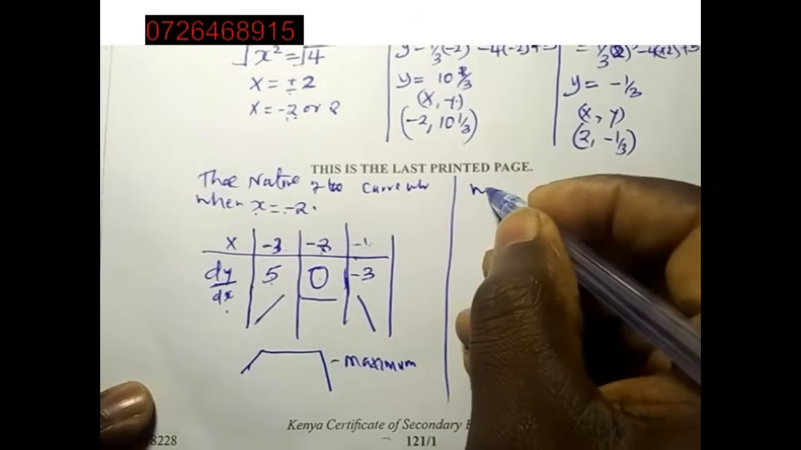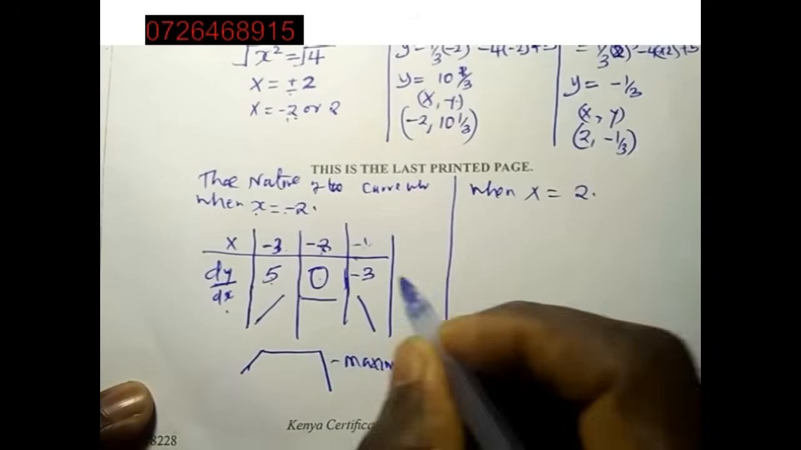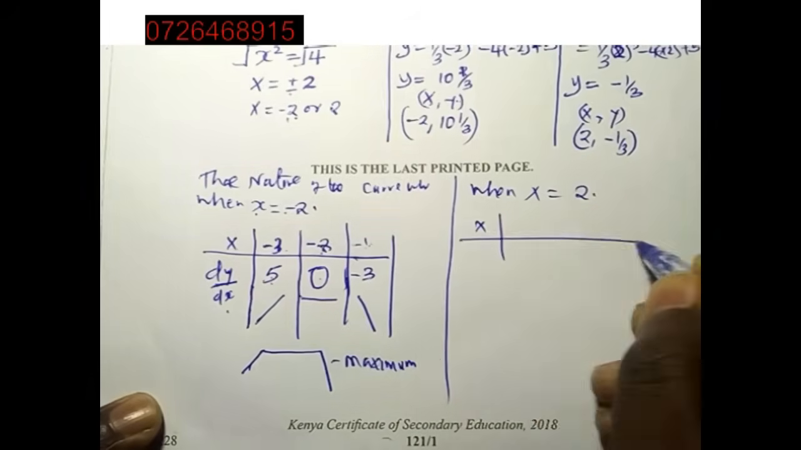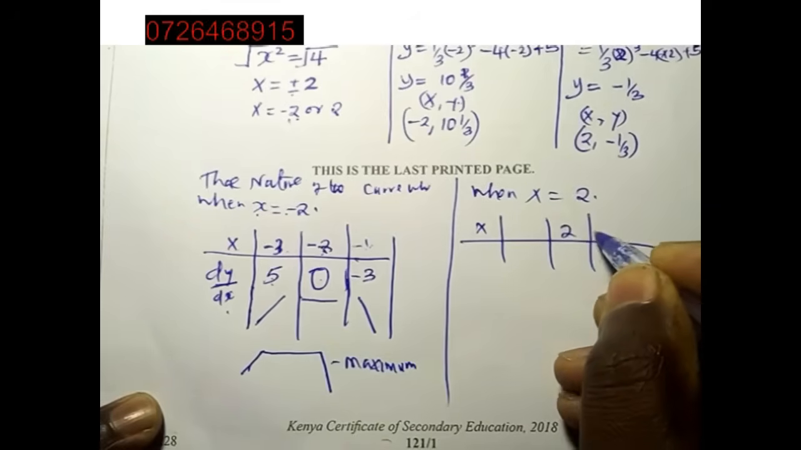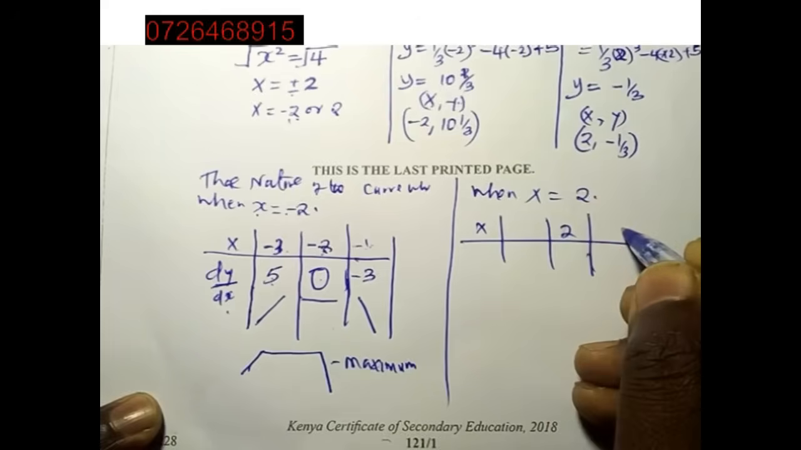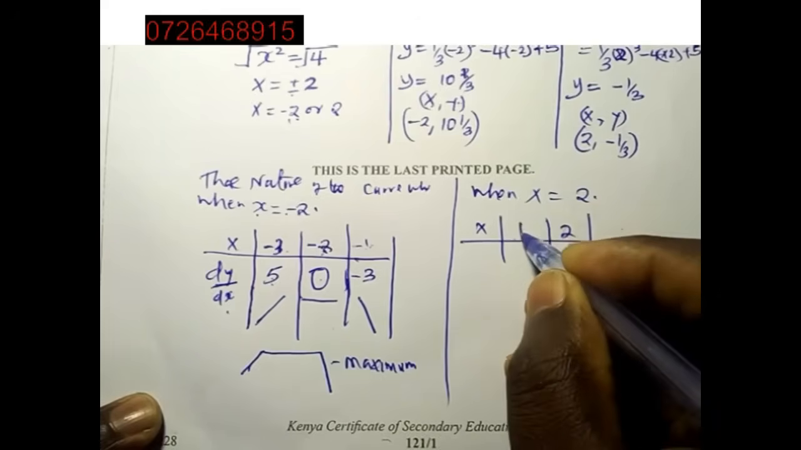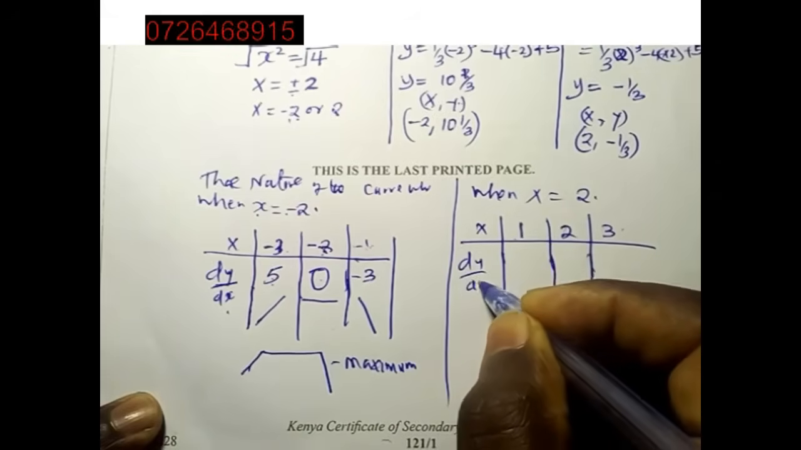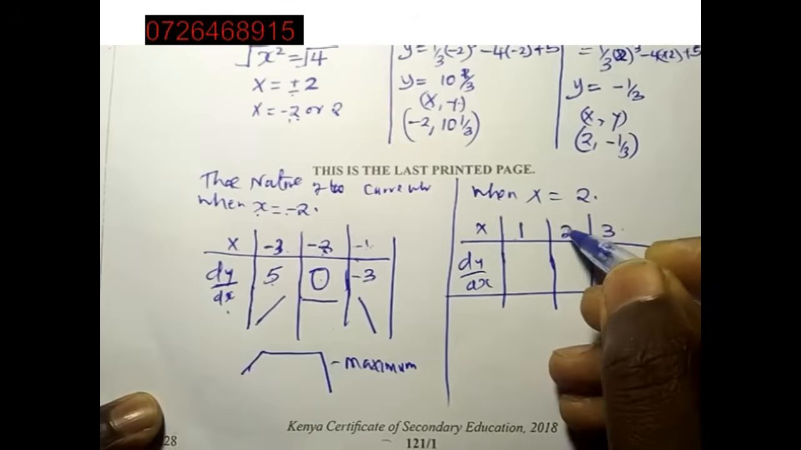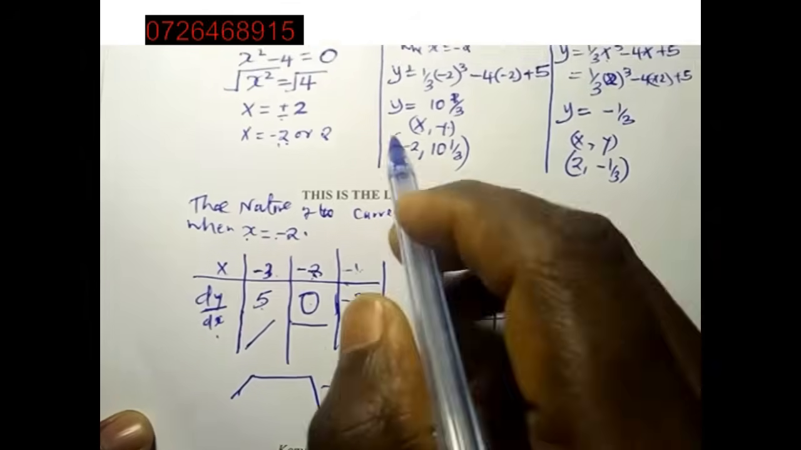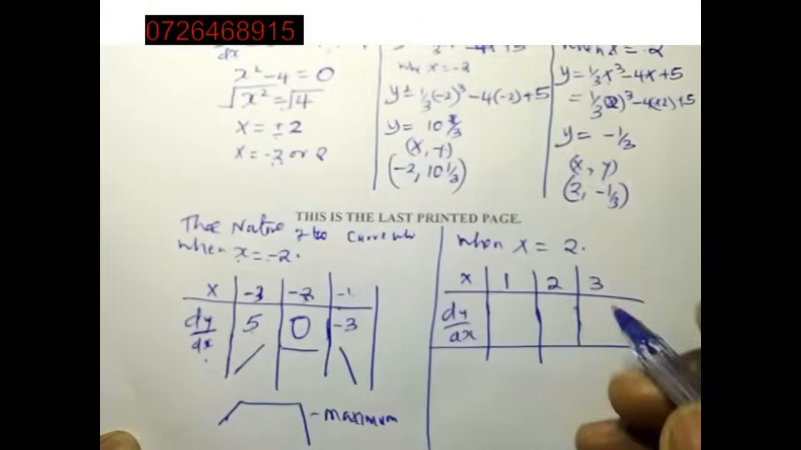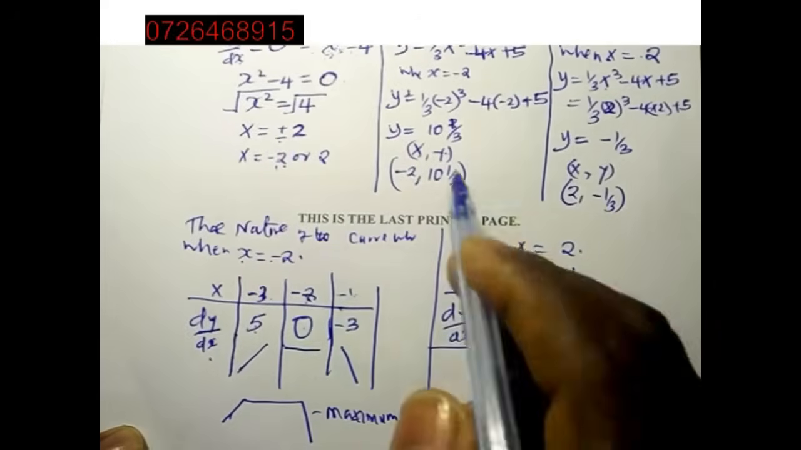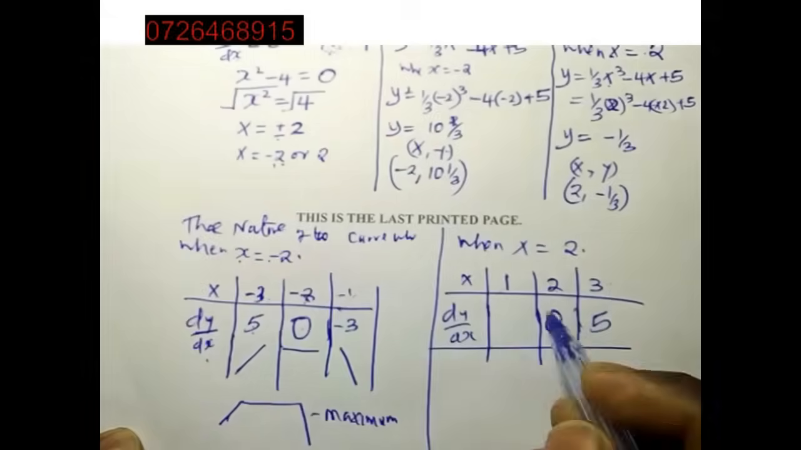Next, now we check when x is equal to 2. We repeat the same thing. When x is 2, find one number to the left and one to the right. To the left it will be 1, to the right it will be 3. Here it will be dy over dx. So when x is 2, if you substitute in the gradient function it will be 0. When it is 3 it will be 9 minus 4, which is 5. When it is 1, 1 squared is 1 minus 4 gives negative 3.